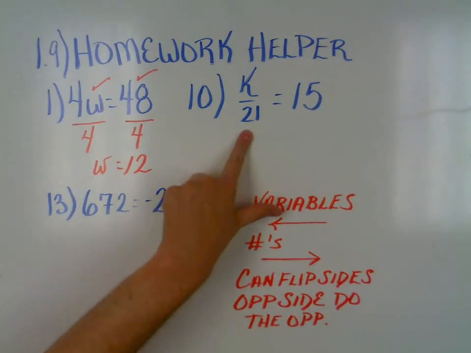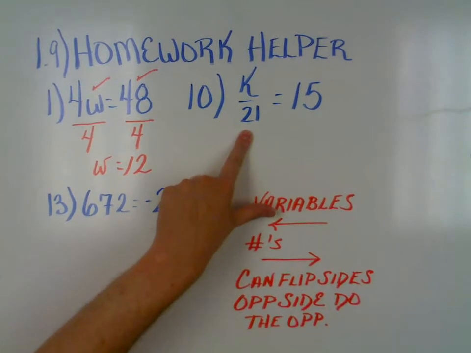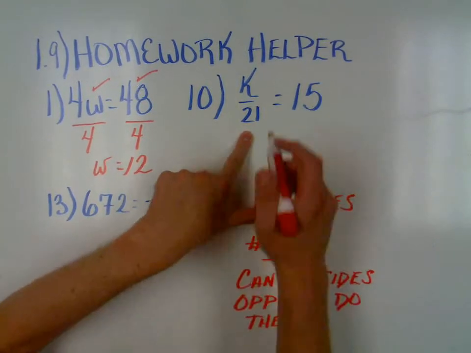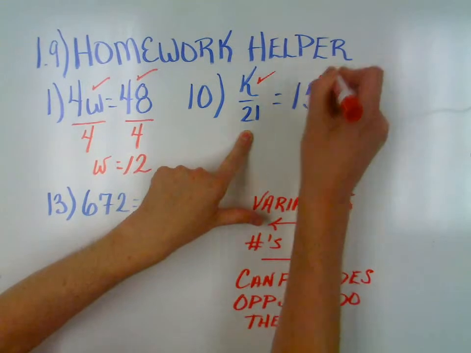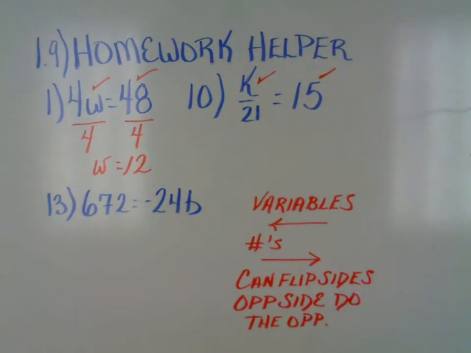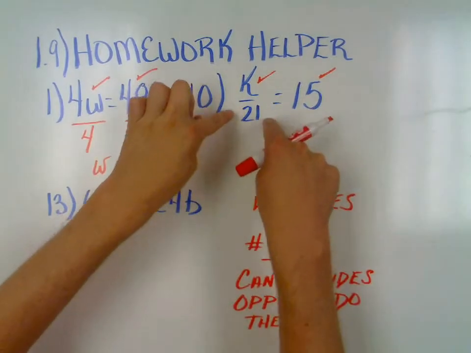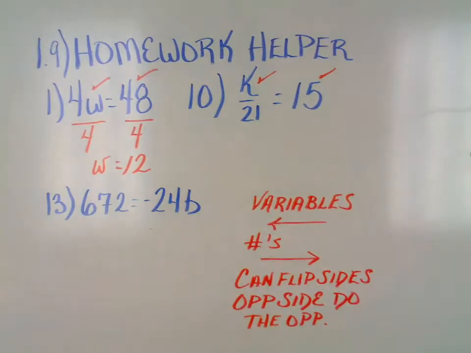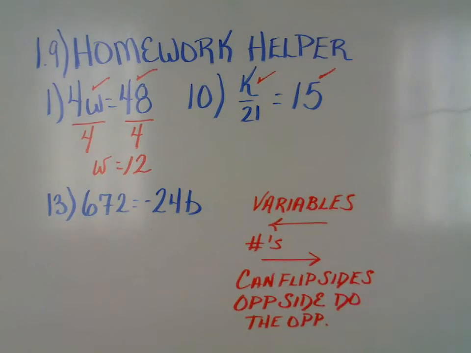Now number 10, as it sits, is a division problem. We do have a variable on the left, though. We do have a number on the right. I just have to look at moving 21 out of the way here. As far as moving 21 goes, I'm going to do the opposite. Right now, this says dividing by 21, so the opposite is to multiply by 21. And that's how I'm going to shove all those numbers over to the right side here.